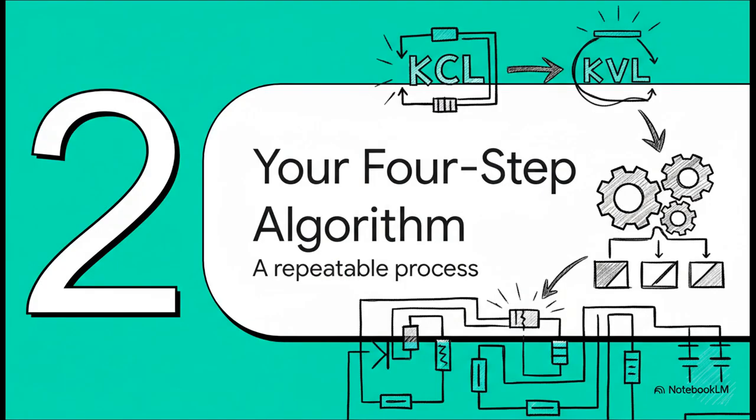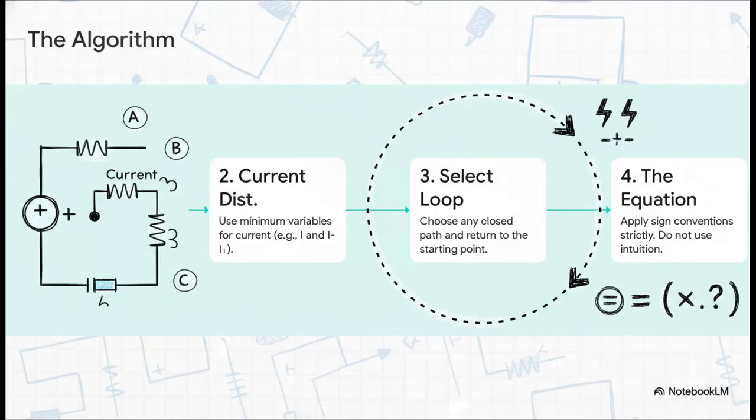Now, what's really cool is how we can take these two super powerful laws and turn them into a foolproof, step-by-step algorithm, a process you can use to solve even the most intimidating-looking circuits. Let's see how that works. This four-step process, this is your secret weapon.